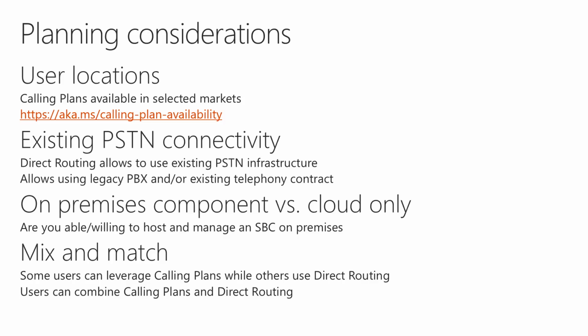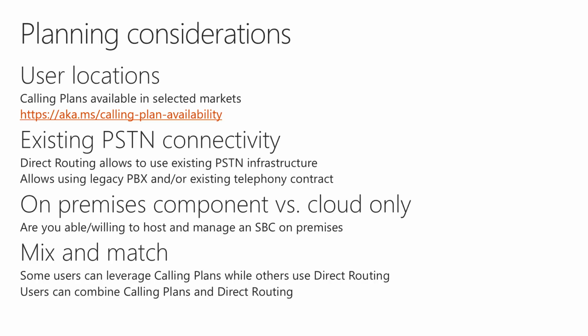So, the summary. If you want to plan for Phone System, first you need to figure out if you want to use Calling Plans or Direct Routing. And in order to come to a conclusion, you should think about the following things. First of all, the user location. Are your users located in a location where Calling Plans are available? Well, if not, then you can't go for Calling Plans and you will have to go for Direct Routing.